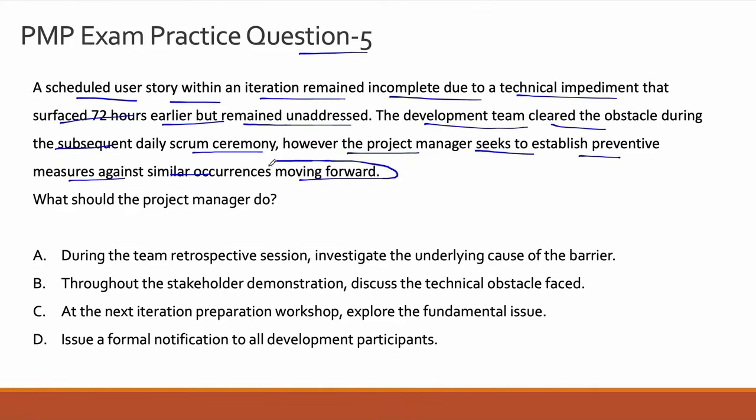Okay, so it is not talking about solving something now, but it is talking about learning from experience and solving something that might come in this project in future, or in some other project with some other team in future. There was a scheduled user story within an iteration which remained incomplete, and it was not addressed for 72 hours, and that caused major challenges with the project. And the project manager wants to learn from this experience and seeks to establish preventive measures. So what should the project manager do?